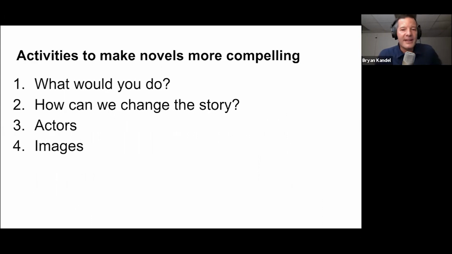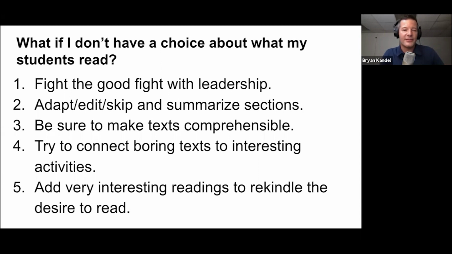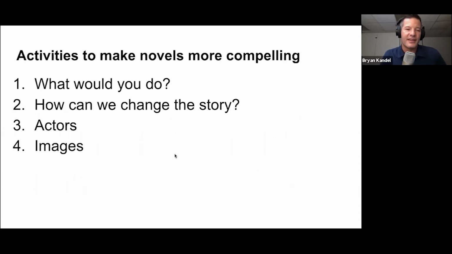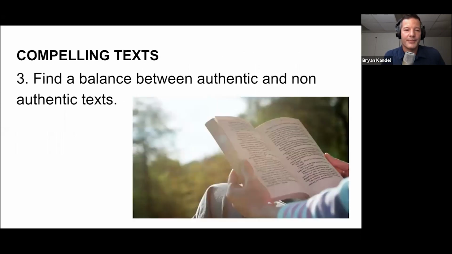Some activities to make novels more compelling, this idea of trying to connect boring text to interesting activities. You can talk about what would you do in a situation. You can change the story. Maybe if there's a chapter where not much happens, you either as a class or individually change some details to make it more interesting. Actors you can use. Now that's a little tougher in remote classes, but you can use actors. You can use images and things to make it more interesting, comprehensible, and compelling. And we'll get into that a little bit more in a minute.